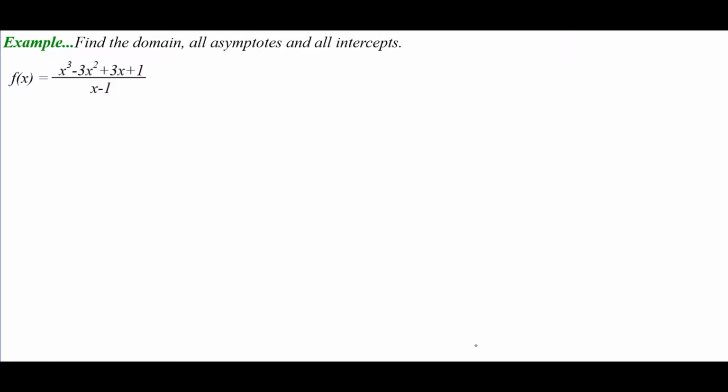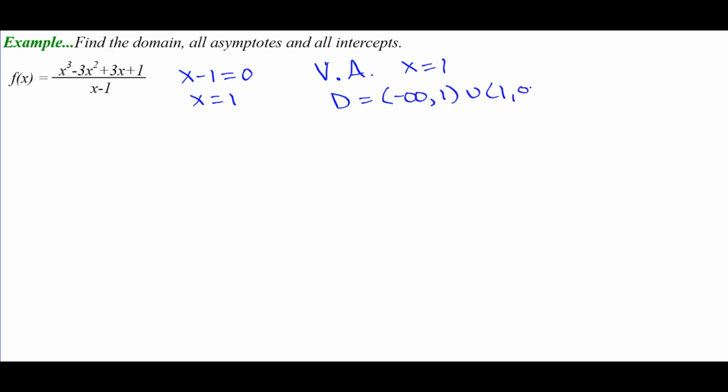All right, last example. Here we're going to take the denominator, x minus 1 equals 0, so x equals 1. So we have a vertical asymptote at x equals 1. And my domain is going to be all numbers except 1, so negative infinity to 1 and 1 to infinity.